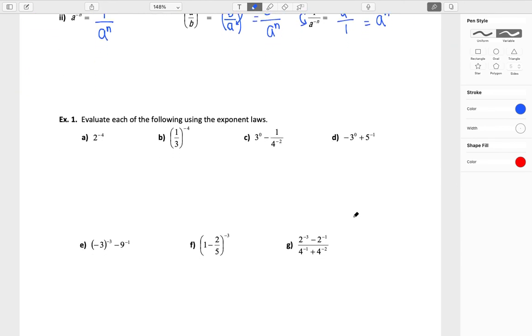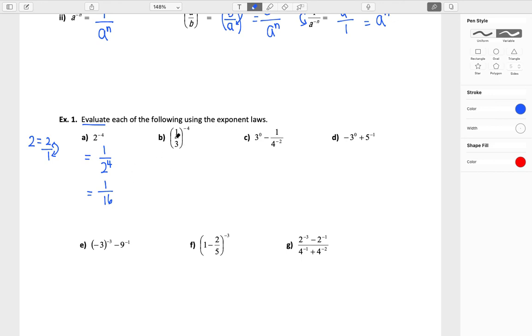Okay, so let's try some practice questions. We want to evaluate using exponent laws. For number 1a, we don't like negative exponents, so let's flip the 2. 2 essentially means it's 2 over 1, so I'm going to flip it. So it becomes 1 over 2, and negative 4 now becomes positive 4. And I can evaluate it. So it becomes 1 over 16.